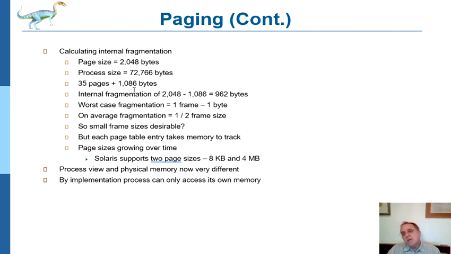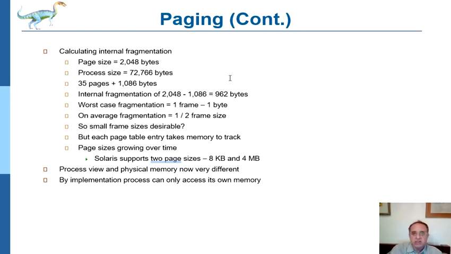So I'm going to have what's called internal fragmentation because it didn't fit exactly. I needed an extra half a page. So what is that? I take the page size, subtract the extra bytes that I needed, and I have 962 bytes that are allocated to me, but which I don't need. So that's called internal fragmentation.